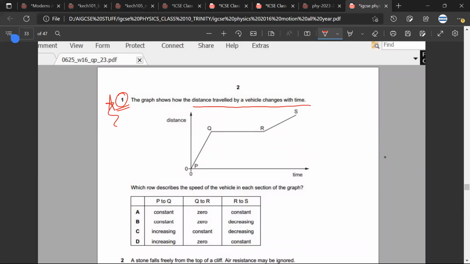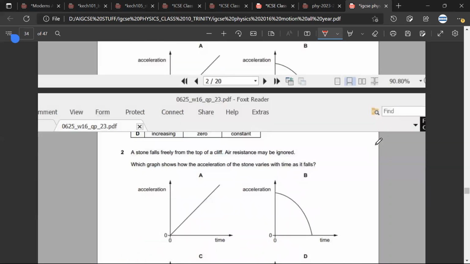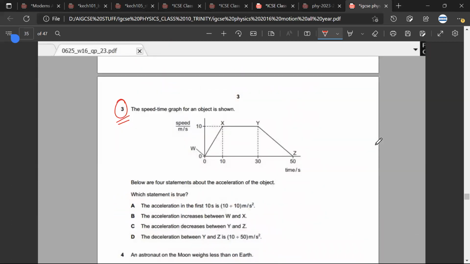Distance travelled changes with time. This is distance. This is time. This we have done before. Okay. Speed time graph. Acceleration in the first 10 seconds is 10 minus 0 upon 10 minus 0. So this is correct. Usually only one answer is correct. So this would be the correct answer. Do we agree? Yes, sir.